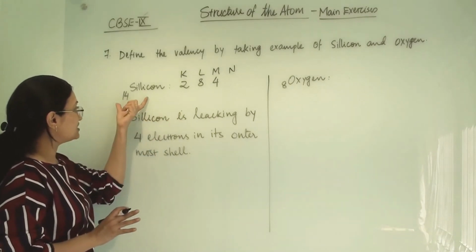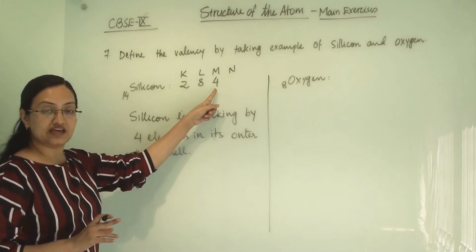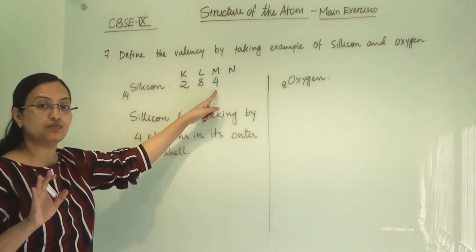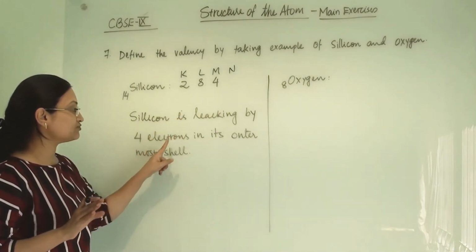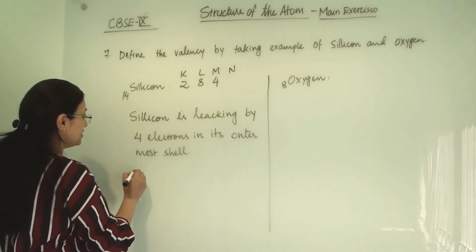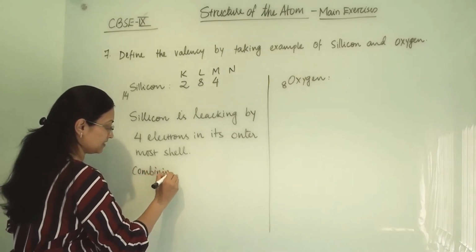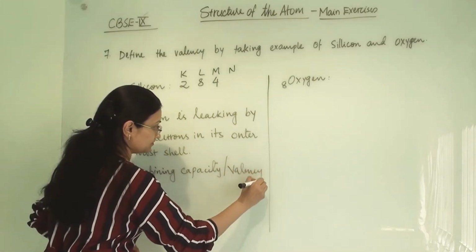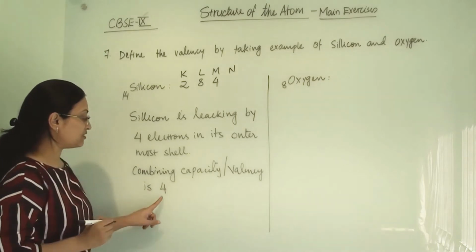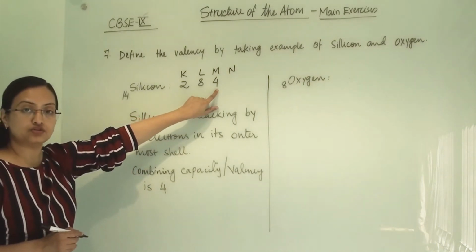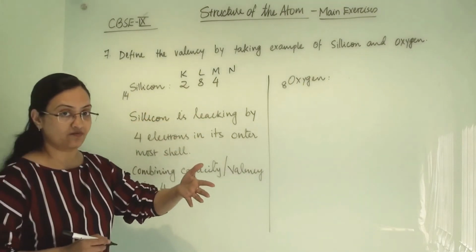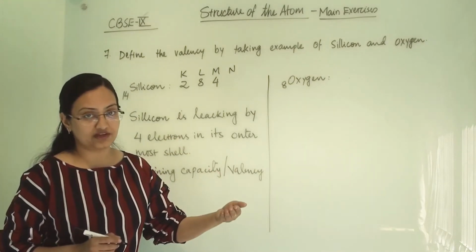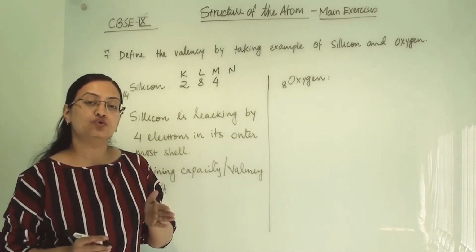Now, according to silicon's electrons, 4 electrons are there in the outermost shell. If silicon wants to be completely stable, with a completely filled outermost shell, then it requires 4 electrons in its outermost shell. So its combining capacity or its valency is 4. Why? Because it requires 4 electrons in its outermost shell. The electrons which are extra in the outermost shell, or the electrons required in the outermost shell to be completely filled, are known as its valency.